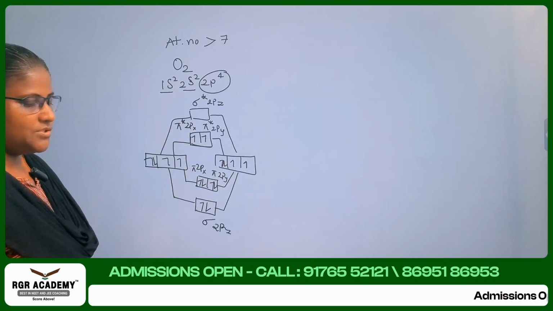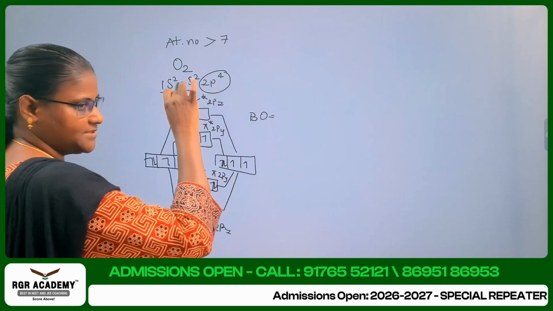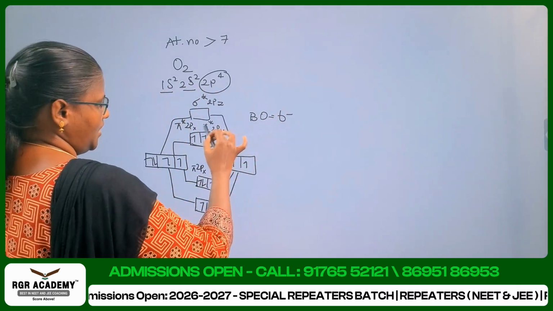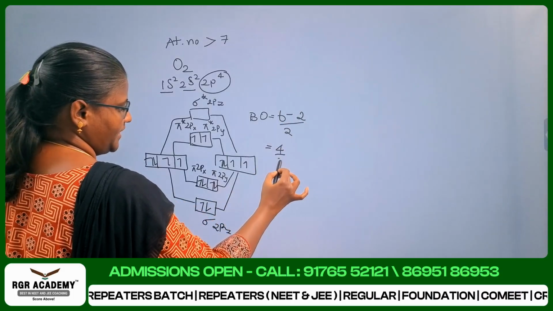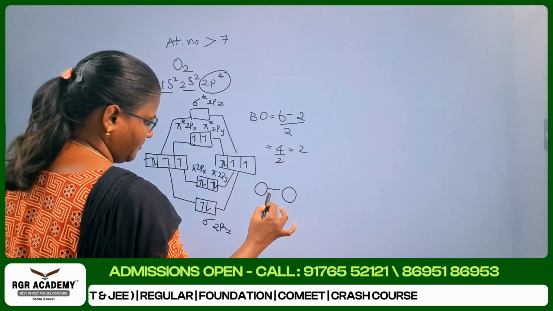Okay. How will we give the bond order? 1s and 2s are completely filled, so let us leave that. Here you have 6 electrons. How many electrons in the antibonding? 2. So 6 minus 2, divided by 2, which is 4 by 2, which is equal to 2. So one oxygen is bonded to another oxygen by a double bond.